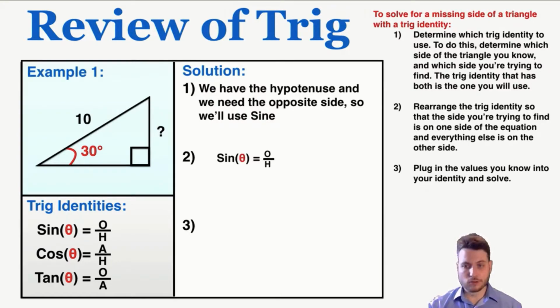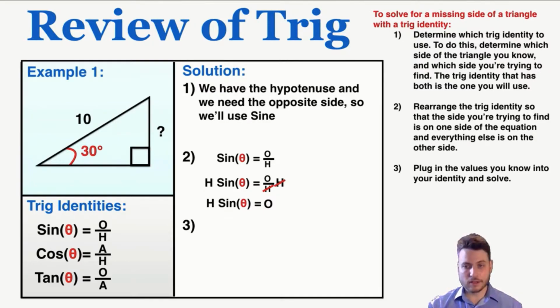The second step is to rearrange the trig identity so that the side you're trying to find is on one side of the equation and everything else is on the other side. So here I'm trying to find the opposite side of the triangle. If I rearrange this equation so that opposite is by itself on one side, I'm going to start by multiplying both sides by hypotenuse. Those go away. And I get that the opposite side is equal to the hypotenuse times sine of the angle.